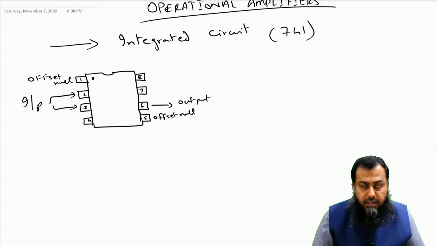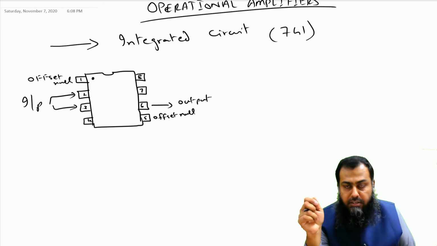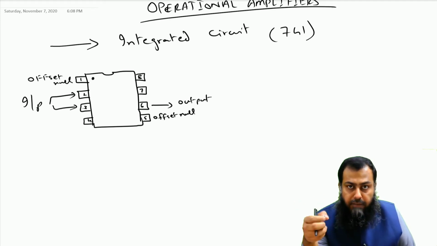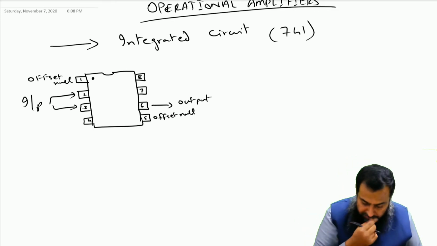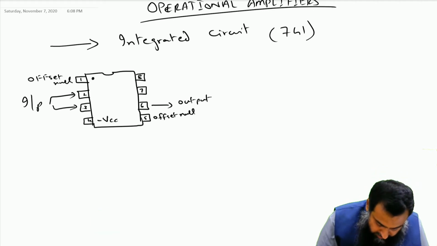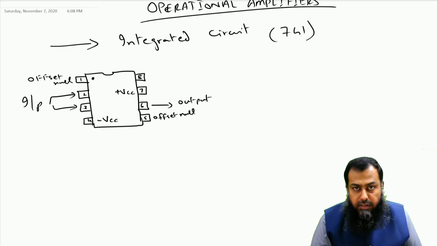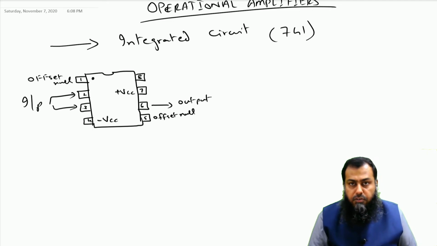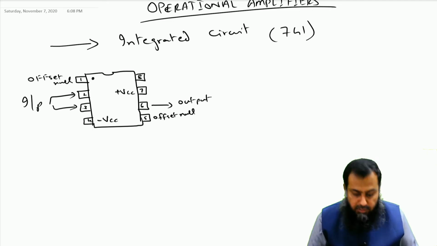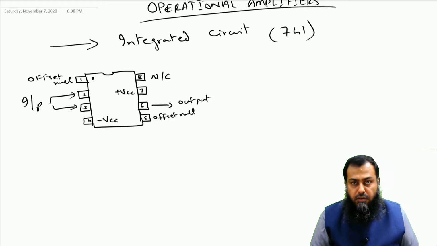Then we have pin number 4 and pin number 7. These are the biasing supplies, because all the functions performed by an operational amplifier require some biasing supply. So we first need to power the circuit up. After we power up the IC, only then will we be able to perform the circuit operations. Pin number 4 is the minus VCC and pin number 7 is the plus VCC. Pin number 8 is actually not connected inside. It is only available to maintain the symmetry of this IC. So this has no internal connection, and I will write it as not connected.